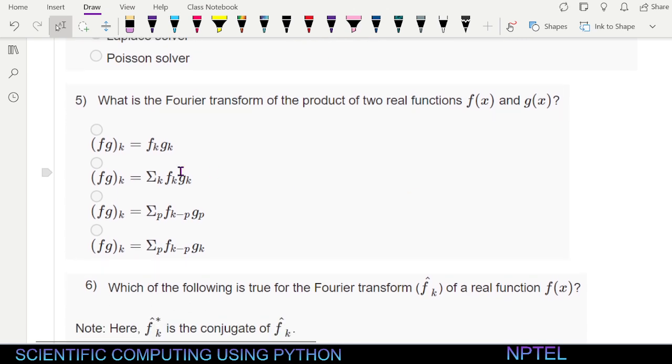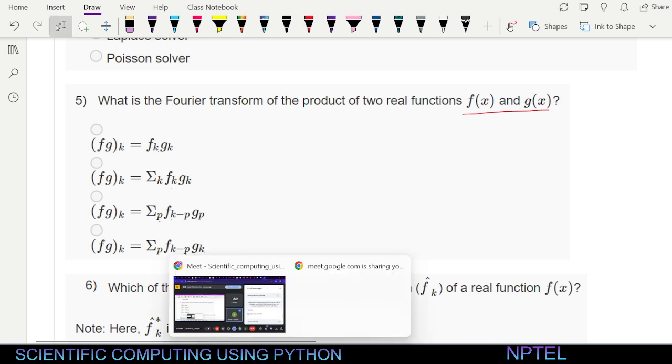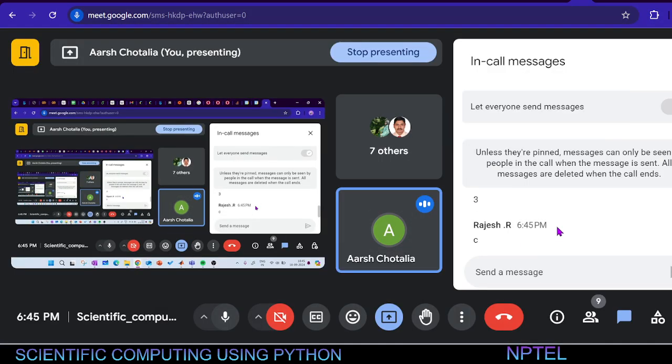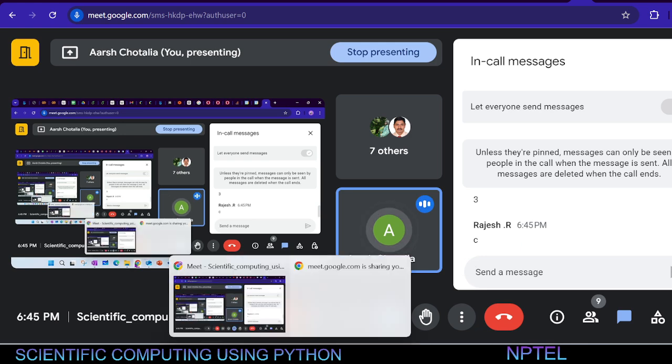Fifth one. I've told you the answer. The Fourier transform of a product of two functions: is it f_k g_k, sum over k of f_k g_k, sum over p of f_(k-p) g_p, or sum over p of f_(k-p) g_k? Answer in the chat box. A, B, C, D, 1, 2, 3, 4. Yeah, 3. Correct. So it's the convolution.